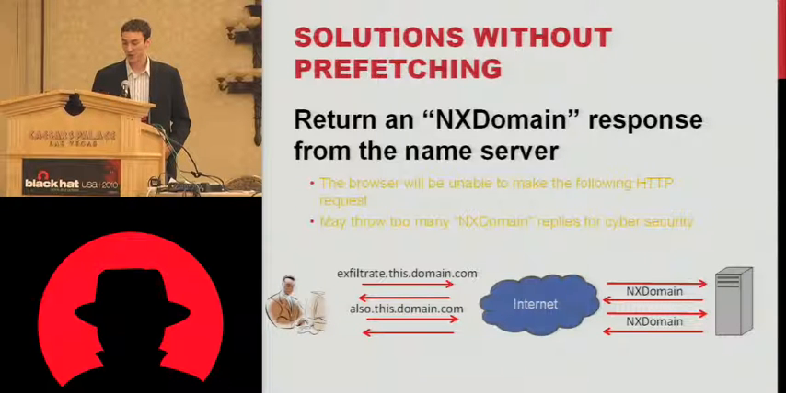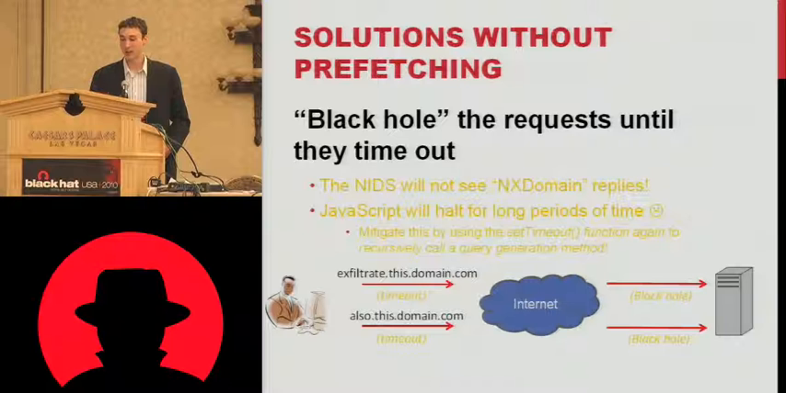So what you can actually do instead of that is black hole the requests until they time out on the server side. And when you do this, the NIDs will not see the NX domain replies. However, the problem with this is that the JavaScript will halt for long periods of time when this happens. It'll actually sit there and wait for that DNS request to come back before it'll continue on. So you got to find a way to mitigate that.